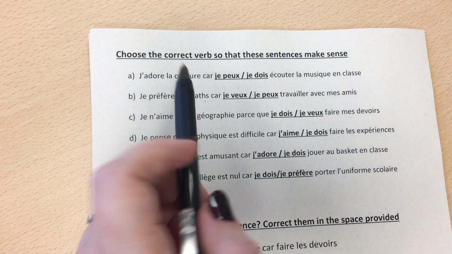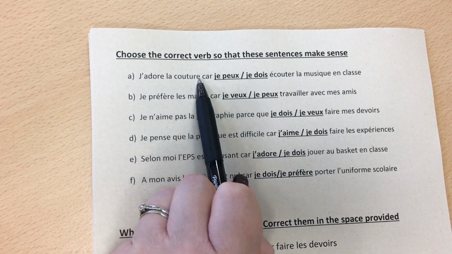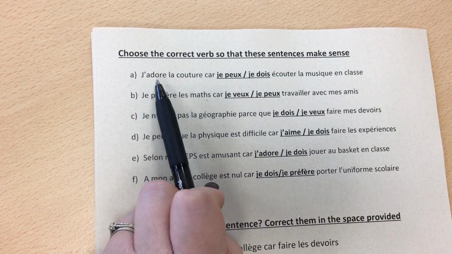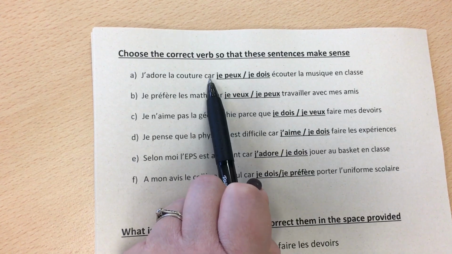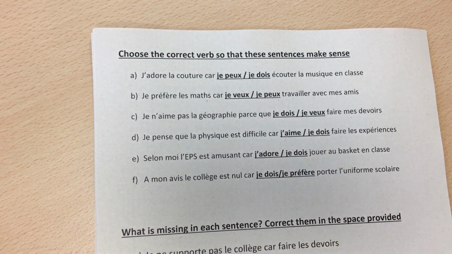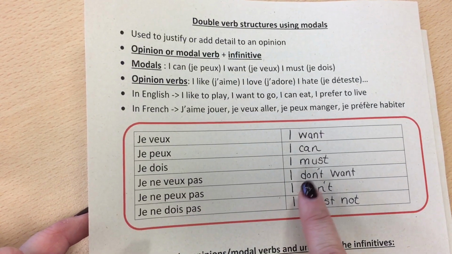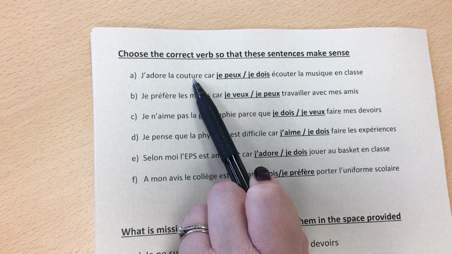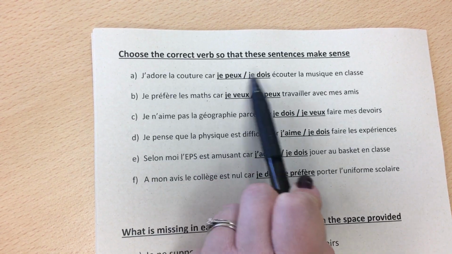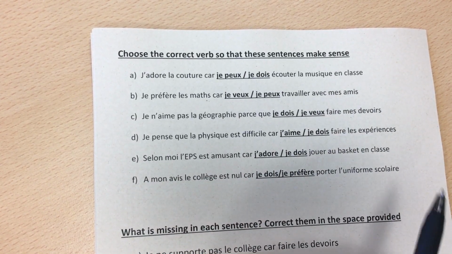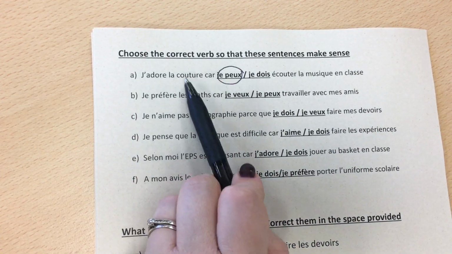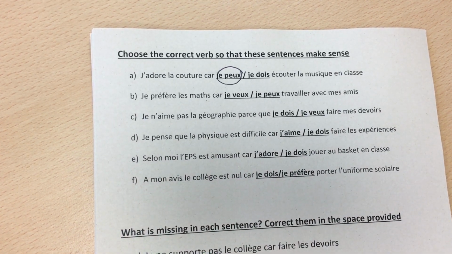Exercise A. J'adore la couture car je peux or je dois écouter la musique en classe. I love textiles because. Now we need to remember what je peux and je dois mean. We can always refer back in our book to our grid of new modals. Je peux is I can and je dois is I must. So I love textiles because I can, or I love textiles because I must listen to music in class. I think I can is going to be the best option there. I love textiles because I can listen to music in class.